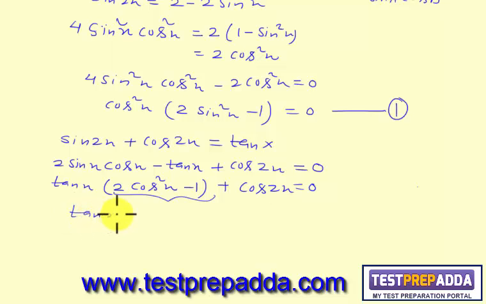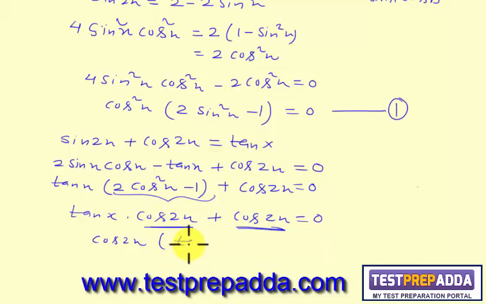So the equation becomes tan x into cos 2x plus cos 2x is equal to 0. What is common here? Cos 2x. So I'll take cos 2x common. Inside the bracket I'll get tan x plus 1 equal to 0. I'll consider this as 2.